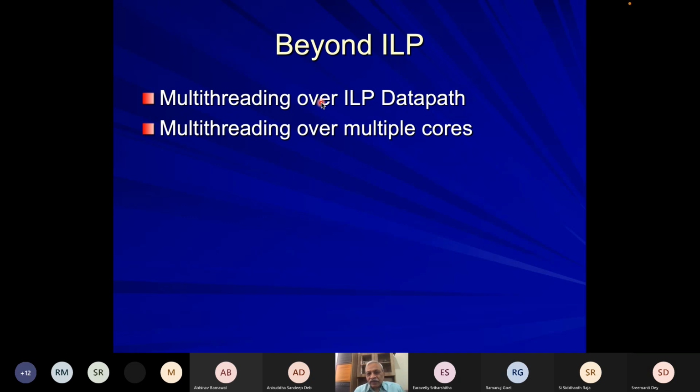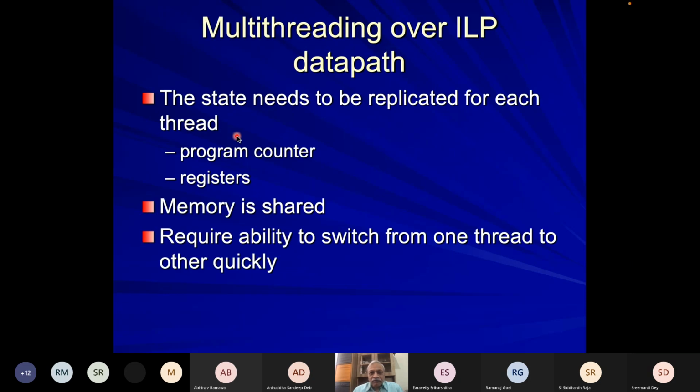Or you have complete processors which are replicated, okay, which have their own instruction fetching, decoding unit, execution unit, and final updation unit. You can have multiple of these as multiple cores and feed multiple threads for execution to these. So I'll come to that in a minute. But let me first go to multi-threading over ILP data path.